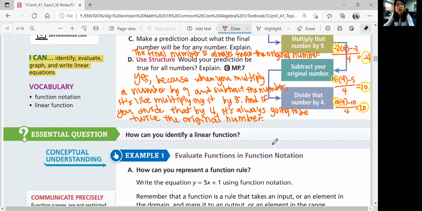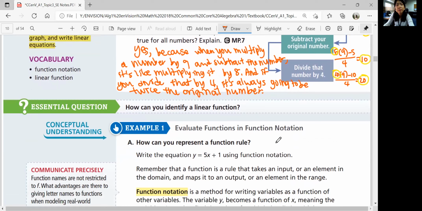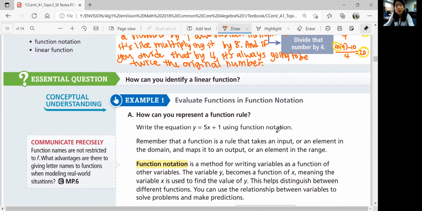So let's think about this essential question. How can you identify a linear function? Okay. Example 1. Evaluate functions in function notation. Part A. How can you represent a function value, a function rule? First write the equation y equals 5x plus 1 using function notation.